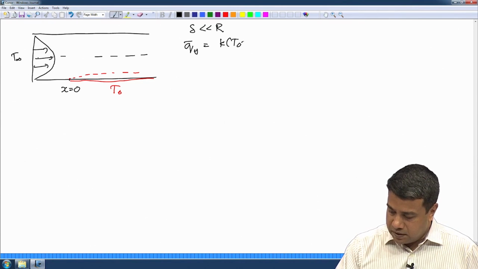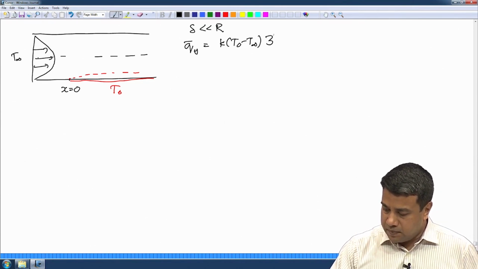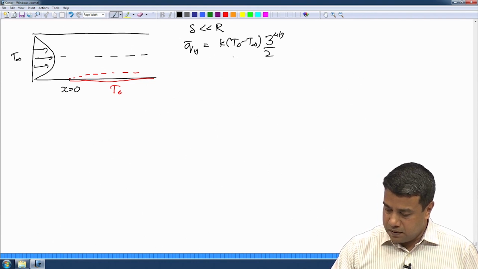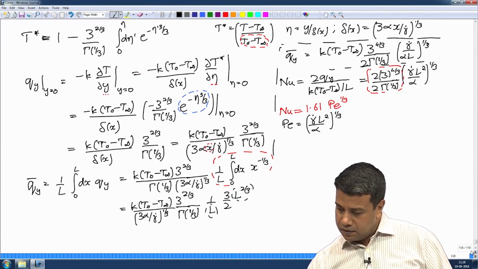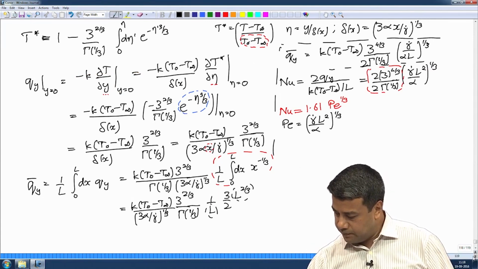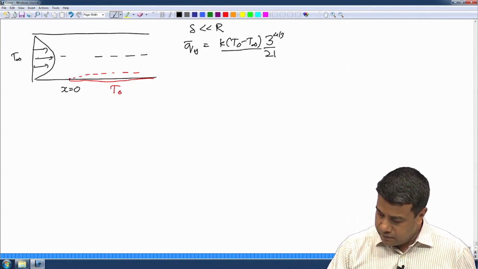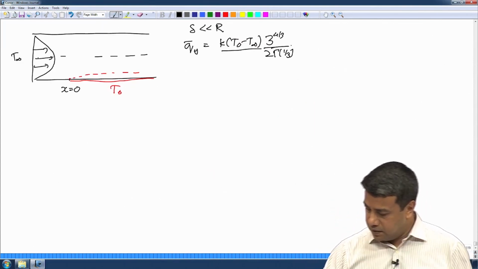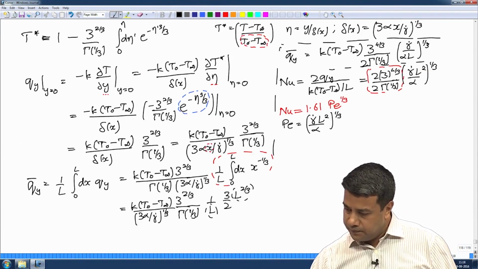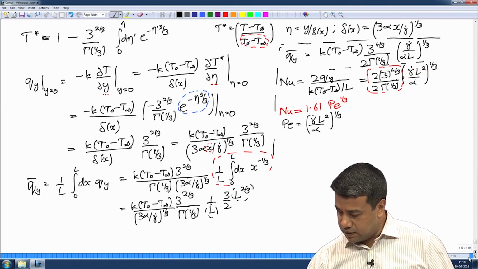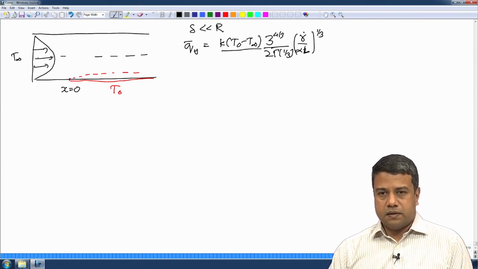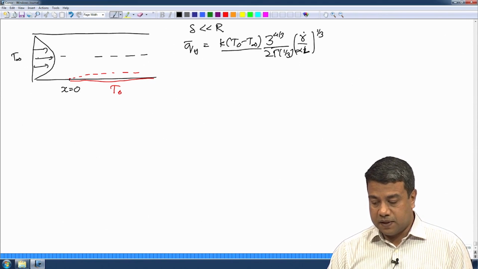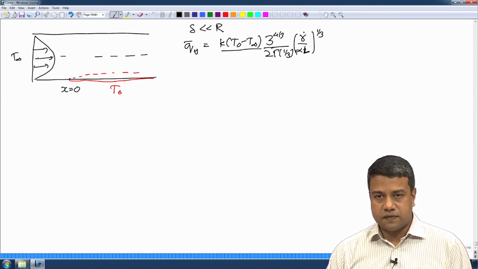k into (T naught minus T infinity) into 3 power 4/3 by 2 gamma power 1/3, into (gamma dot by alpha L) to the 1/3, for a length L. For a length of pipe L, this is going to be the heat flux.